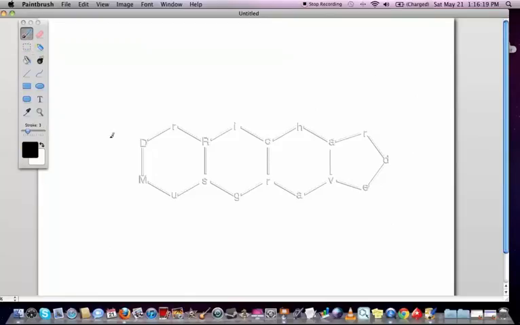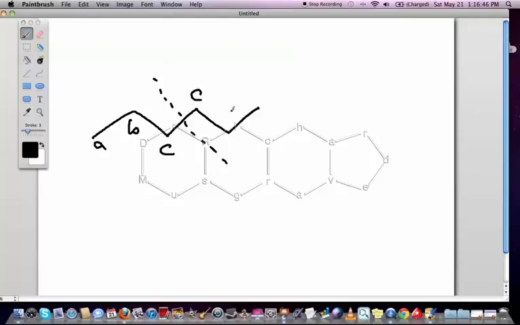Okay, what about something like this? Or just a straight chain like that. Well, what I could do is I could label it as A, B, and then C. Now since this actually has a plane of symmetry down here, I would label this one C and B and A.